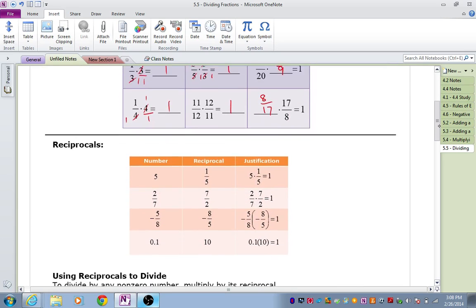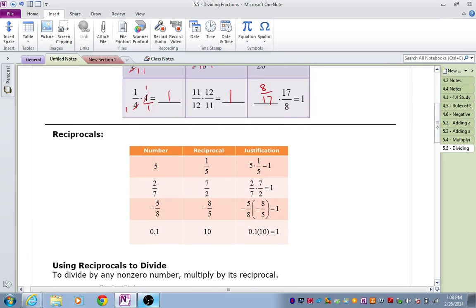Okay? So what you just discovered are reciprocals. Reciprocals are two non-zero numbers whose product is 1. And to find a reciprocal, you're going to take your numerator and your denominator, and you're going to flip them. Okay, so here we have a chart.